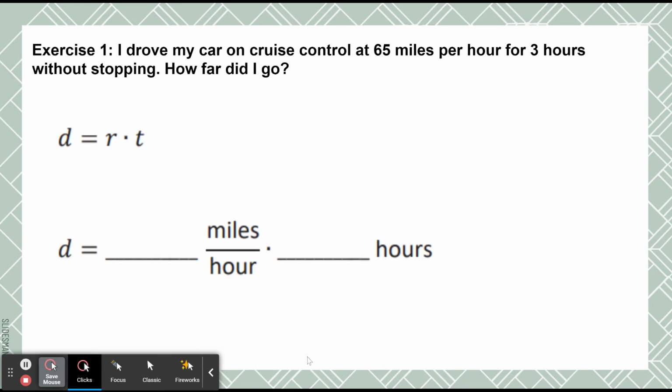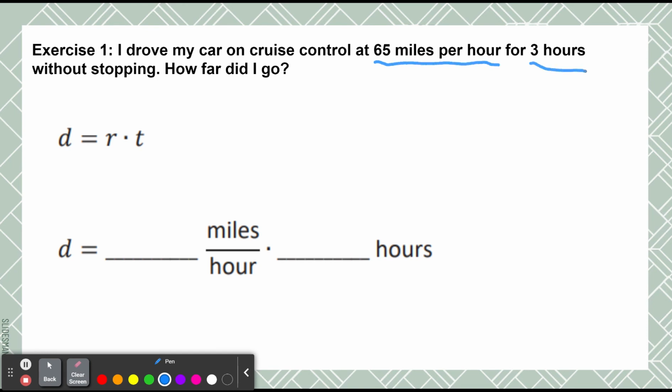Okay, moving on to exercise 1. I drove my car on cruise control at 65 miles per hour for 3 hours without stopping. How far did I go? So we know that the unit rate is 65 miles per hour. I did that for 3 hours, which means in the first hour I went 65, the second hour I went 65, the third hour I went 65.